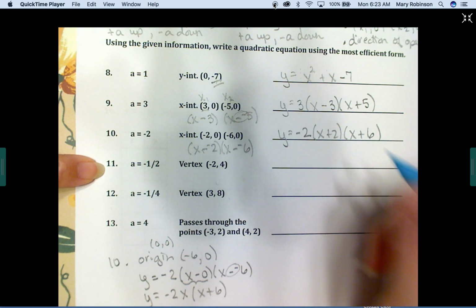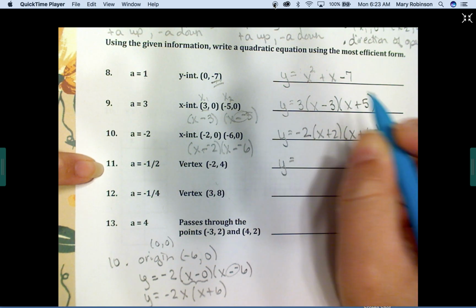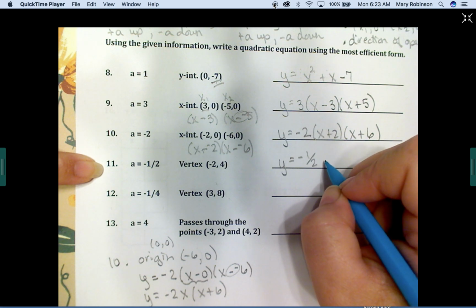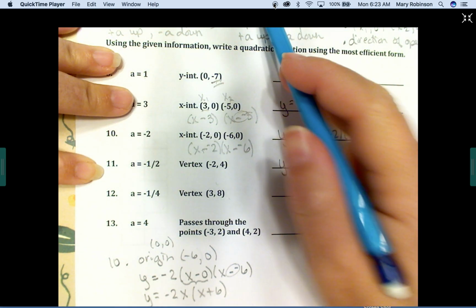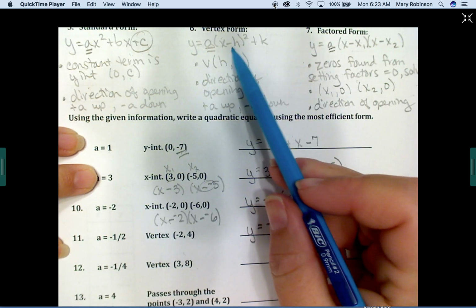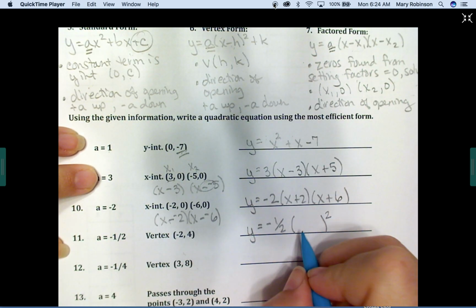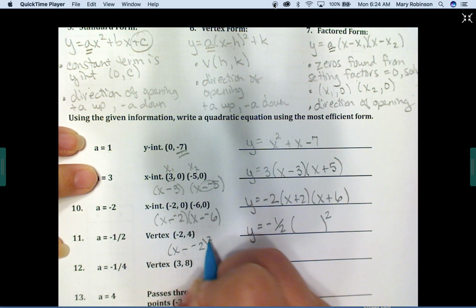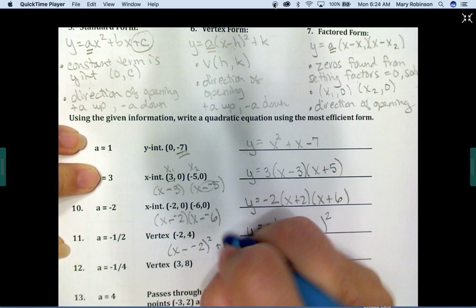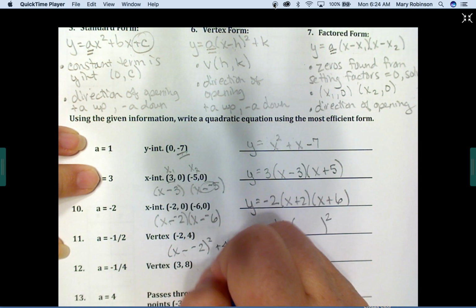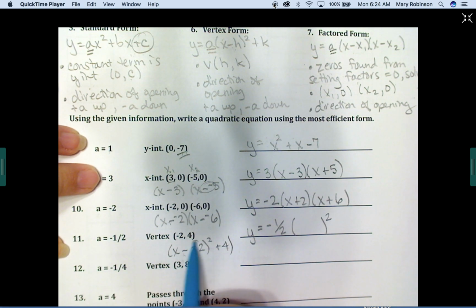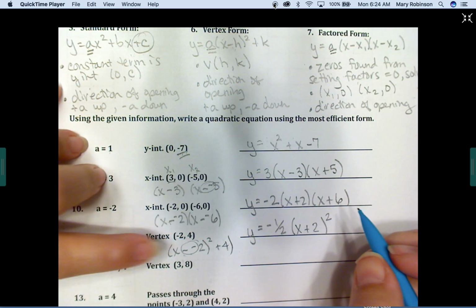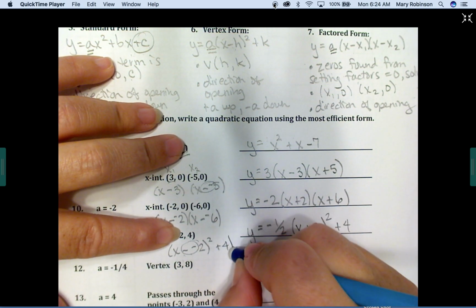My apologies. On number 11, we'd have y equals negative 1/2. And then it's in vertex form, so we would then have the quantity. So vertex form again looks like this. We have a quantity squared where it's x minus the h value plus the k value, which is 4. So we've got minus a negative again. Remember to switch, keep. So when we switch it, it ends up being positive 2. And then we keep this positive 4. Sorry, don't know why I put the parentheses.